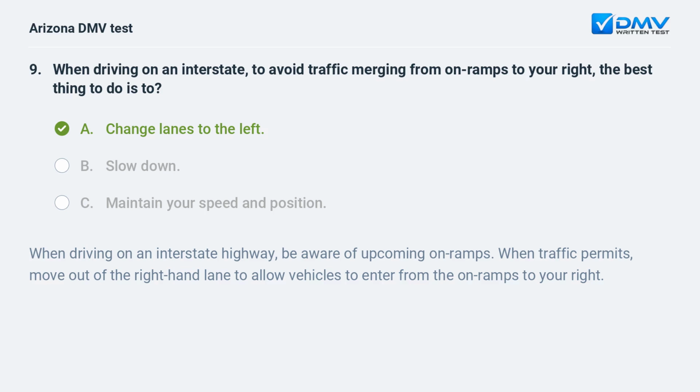When driving on an interstate highway, be aware of upcoming on-ramps. When traffic permits, move out of the right-hand lane to allow vehicles to enter from the on-ramps to your right.